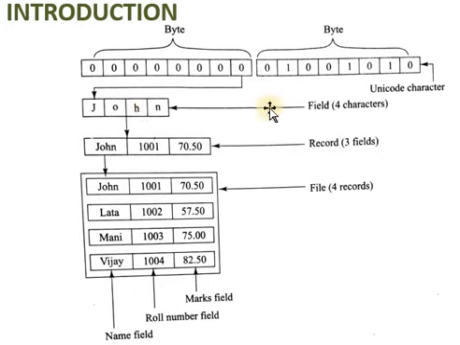Now the next level is, we need to consider field. A group of fields is known as a record. In this example, we are using a total of 3 fields. John, 1001, 70.50 are the 3 different fields. As and when you combine the 3 different fields, or any number of fields, you are going to get the record here. And the fourth and the last one is all about file. What is a file? A file is nothing but a collection of records.